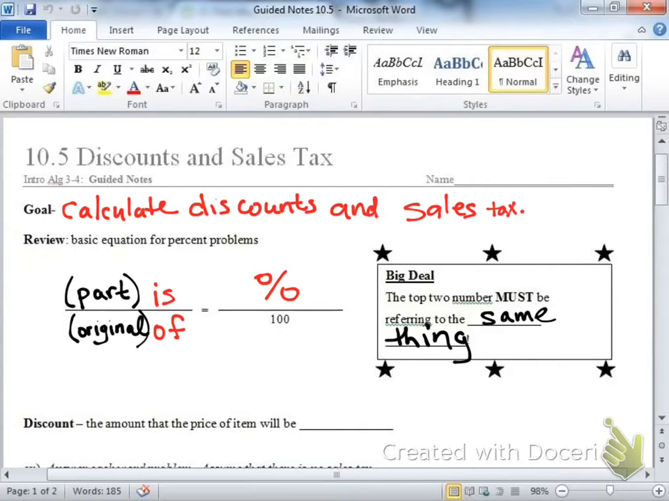I usually use a D for when I'm talking about discount or a T when I'm talking about sales tax, just to remind myself of what I'm actually calculating. All right, but it's going to be the same thing on both of the tops. And then one final thing before we get going on examples. A discount is the amount that the price of an item will be reduced.